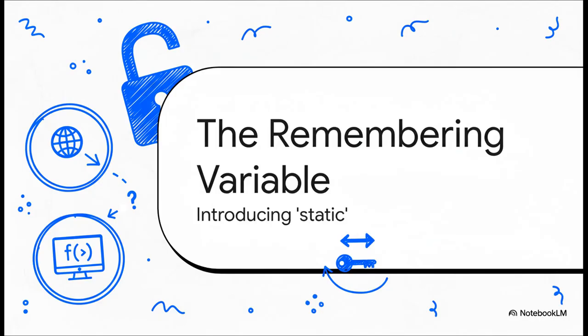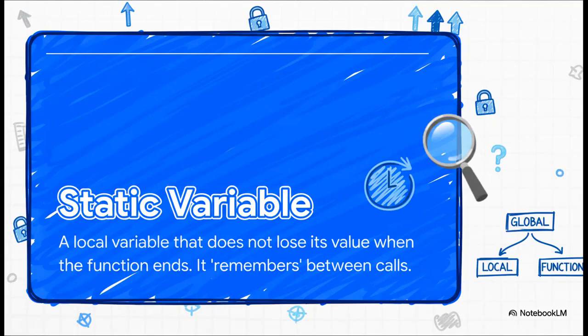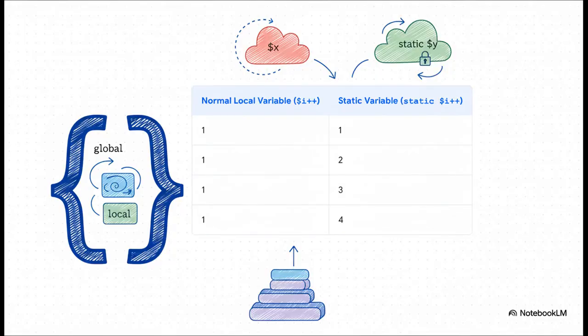Okay, so what if you have a special case? What if you want a variable inside a function to actually remember its value between different calls? Well, PHP has a special trick for that too. It's called a static variable. Think of it as a local variable that doesn't get amnesia. You know, normal local variables get wiped clean and reset every single time you call the function. A static variable, on the other hand, holds on to its value. And this table just makes the difference so obvious.